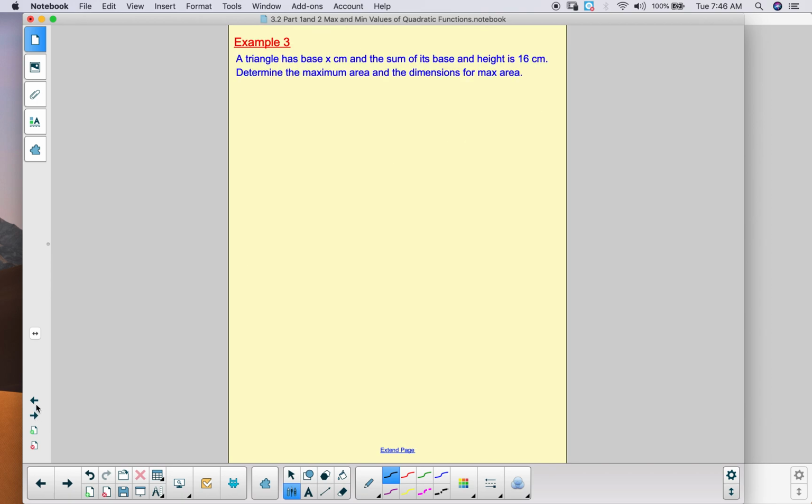Another kind of word problem is to do with the geometric shape. In this one, it's a triangle. The triangle has a base that's x centimeters, and the sum of its base and height is 16 centimeters. Determine the maximum area and dimensions for maximum area. So we have a triangle, and its base is x, and its height is, let's say, h.